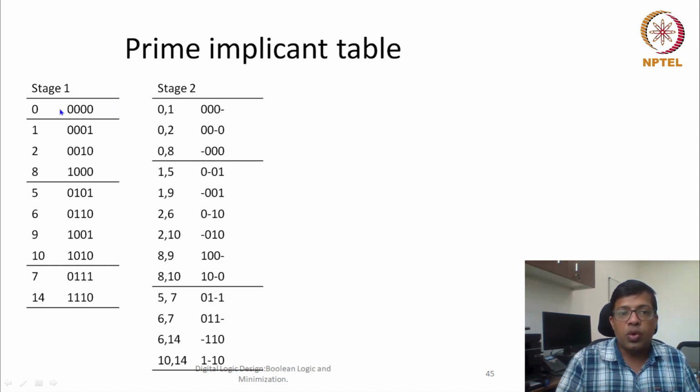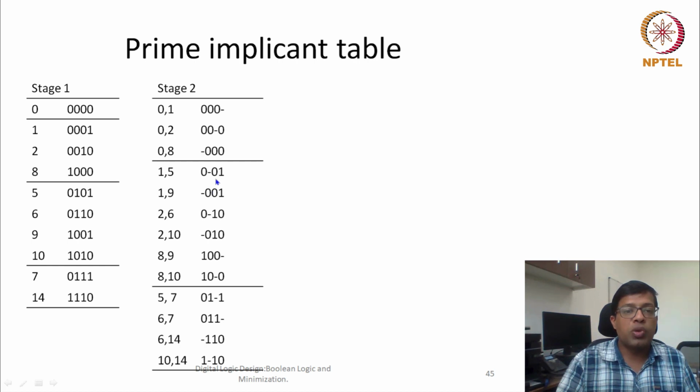So for example, 0 and 1 could be combined, so we'll write a pair 0 and 1, and 0 0 0. Because 0 and 1 both are present, this can be removed and we are replacing it with a dash. Similarly, 0 and 2 can be combined, and 0 and 8 can also be combined. With this, because now all the mean terms of group 0 have been compared with all the mean terms of group 1, we are done with the first group of stage 2.